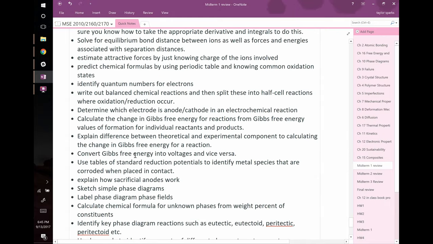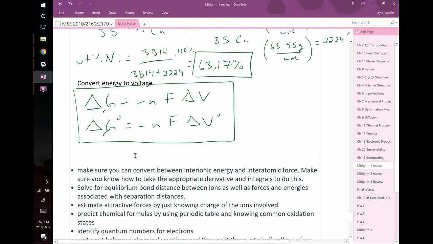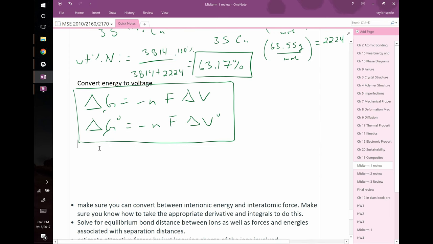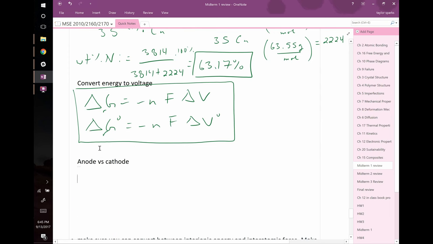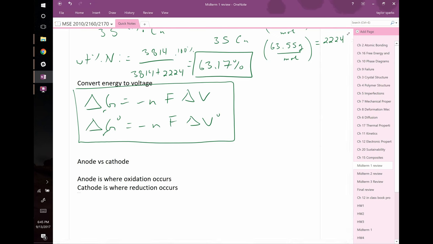Carlos? How do you know which one's the anode cathode? Anode is where oxidation occurs. Cathode is where reduction occurs. Did I say that right? Anode versus cathode. Anode is where oxidation occurs. Cathode is where reduction occurs. Okay? Anything else?